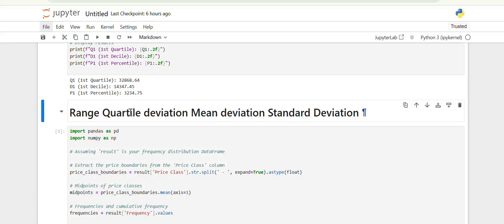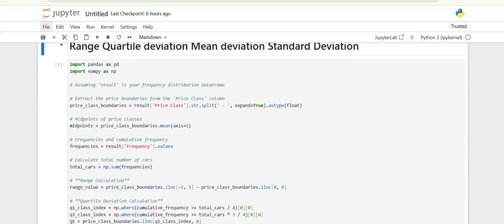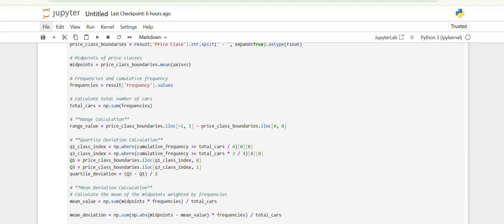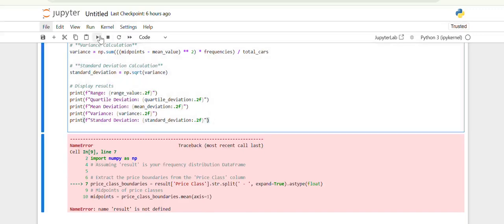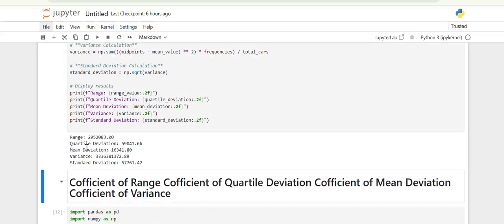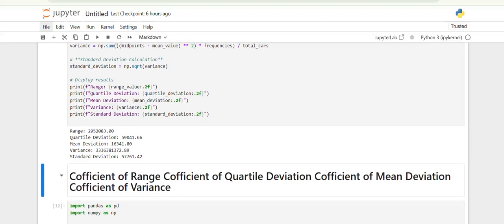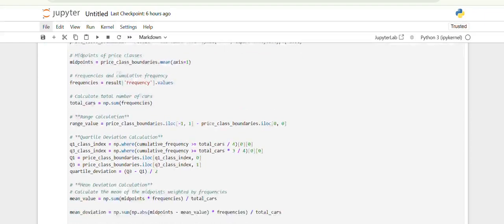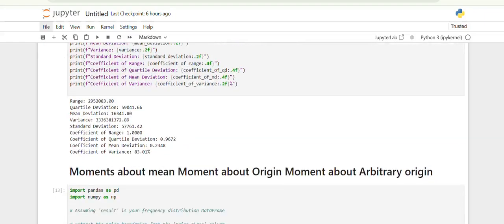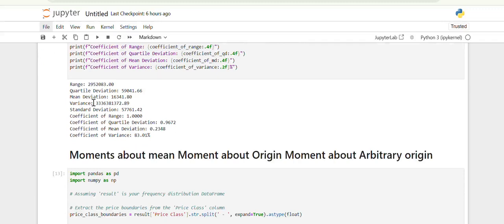After that we move towards range, quartile deviation, mean deviation, and standard deviation. As we know the formulas of these, we can apply them manually and find our results. So here we run this code. We can see the range, quartile deviation, mean deviation, standard deviation. After that, coefficient of range, coefficient of quartile deviation, coefficient of mean deviation. These are all things related to checking the distribution of data. We can also output the range, quartile deviation, mean deviation, variance. We give the formulas of these manually.